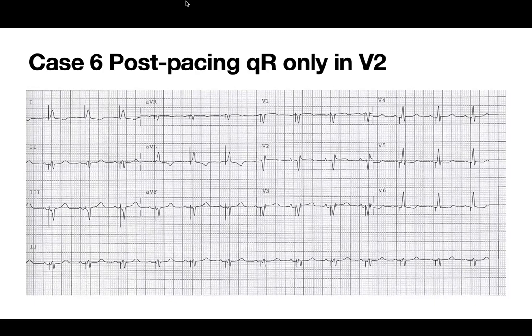Merdad, you wanted to say something? I was just going to say, these are beautiful cases, by the way, Vartan. The question I wanted to ask was, with these left bundle ones, how many of these cases did you guys end up with complete heart block when there is nothing?